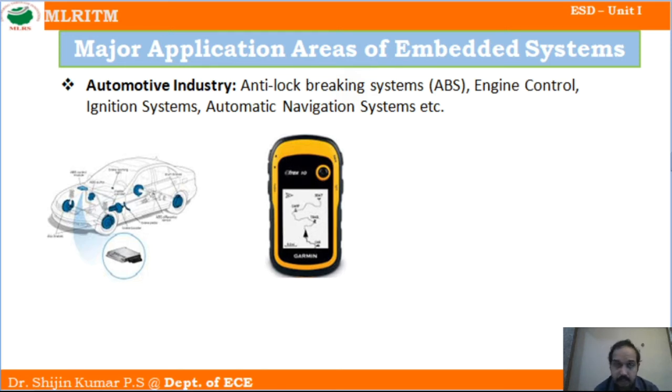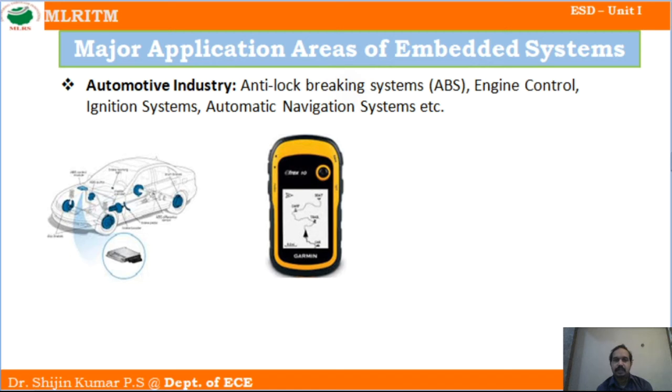Then ignition system: you may have heard of MPFI, multi-point fuel injection system, that is present in most of the bikes. It is used for controlling the amount of fuel that we are using for the combustion at a particular time. So that is an ignition system.